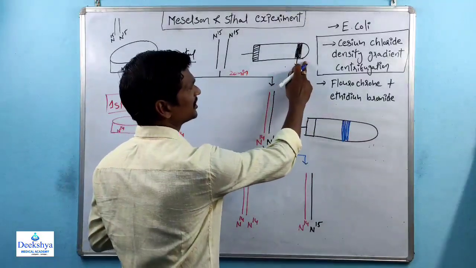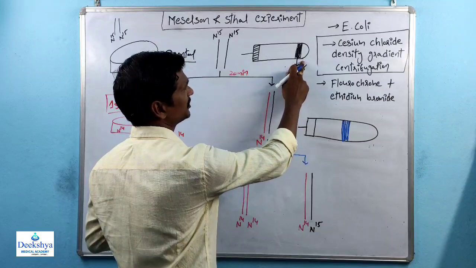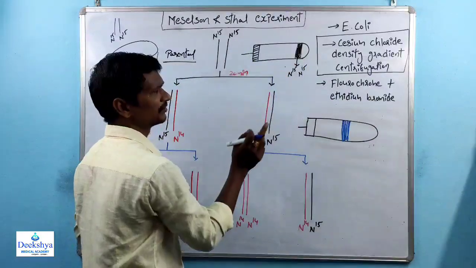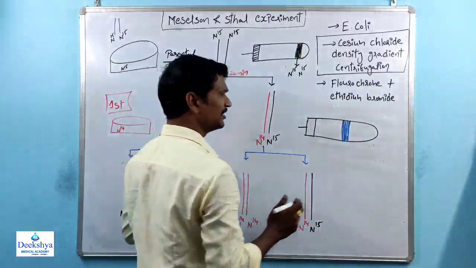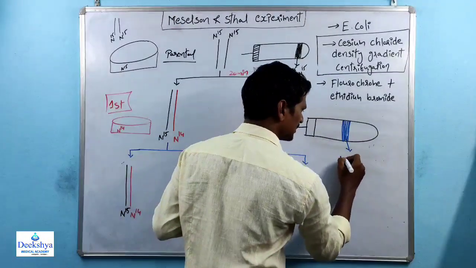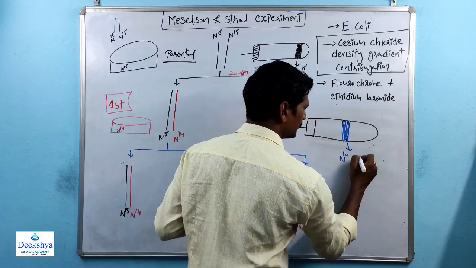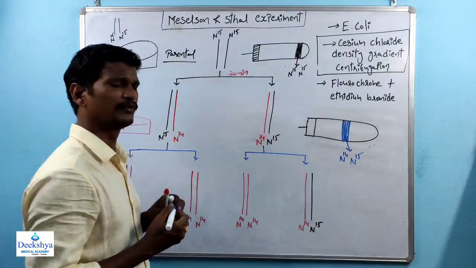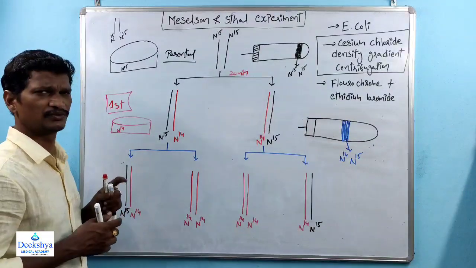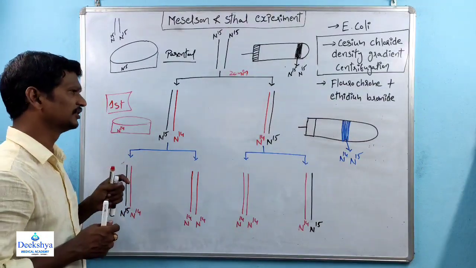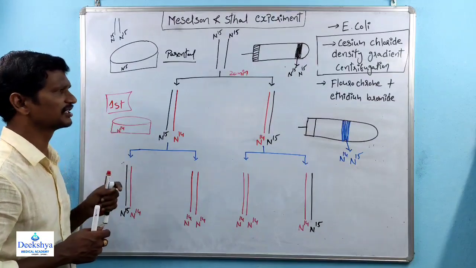Here, why is the band formed at the lower side or bottom side of the tube? Both strands are N15, so heavy molecular weight. This is intermediate molecular weight. So the band is here, N14 and N15. The band formed at the middle of the tube because these are hybrids. One is heavy, the other one is light. So that is about the first generation cells.